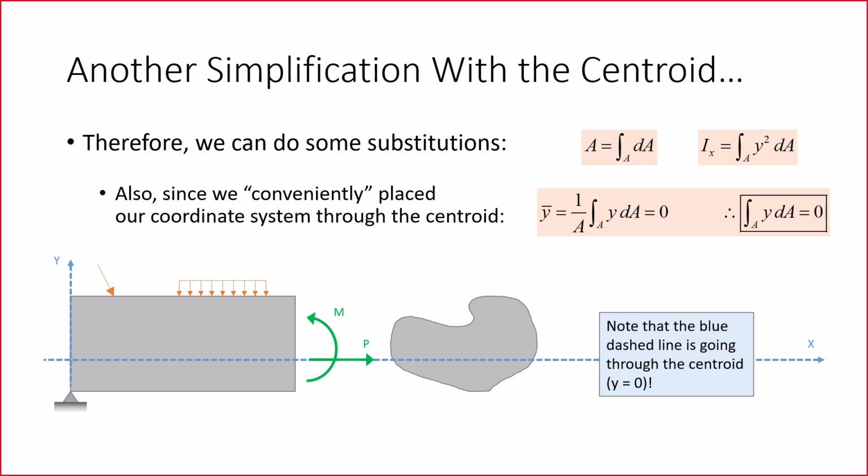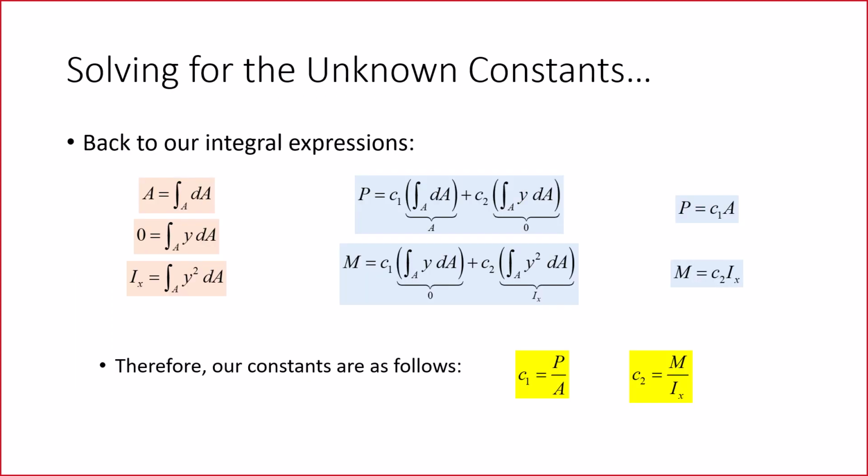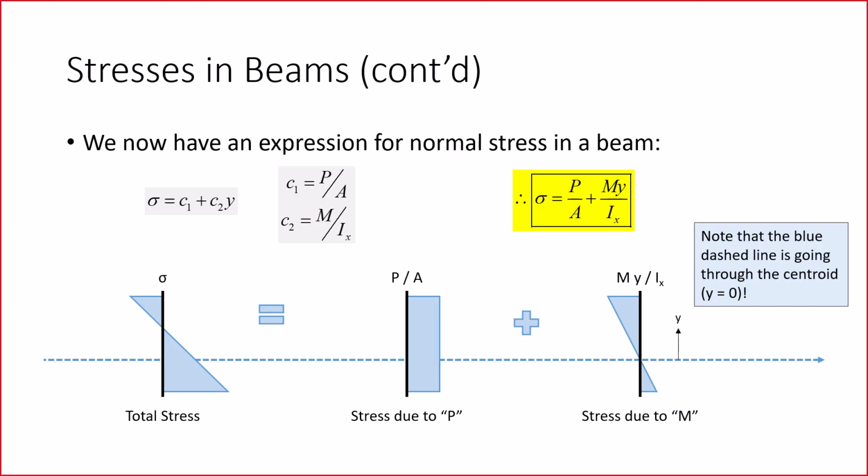So what do I do? I go back to my equations. Here's the P one. This is A. This is 0. This is 0. This is Ix. Now I've got something pretty simple here. So solve for my unknown constants. Boom. Done. Take those unknown constants, plug them back into the expression, and I get this.